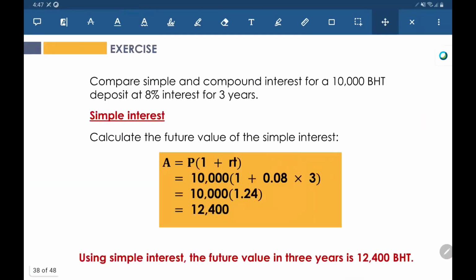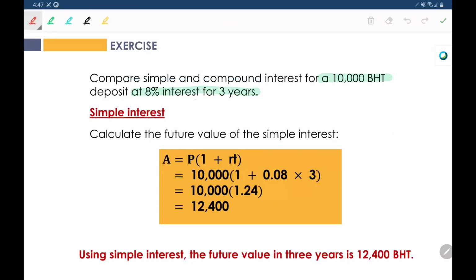So I'm going to compare the difference between simple interest and compounded interest for you. Again, suppose you deposit money into the bank. You deposit this amount of money, and they pay you 8% interest for 3 years. It's going to be the principal, right? The 8% interest rate is R, which is 0.08, and T is 3 years. So you put each value into the formula. A is P times (1 plus RT). So you will get this amount of money in the future for the simple interest.